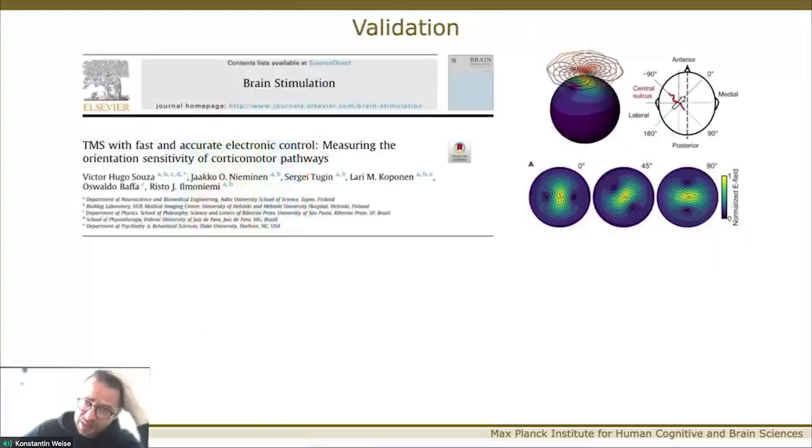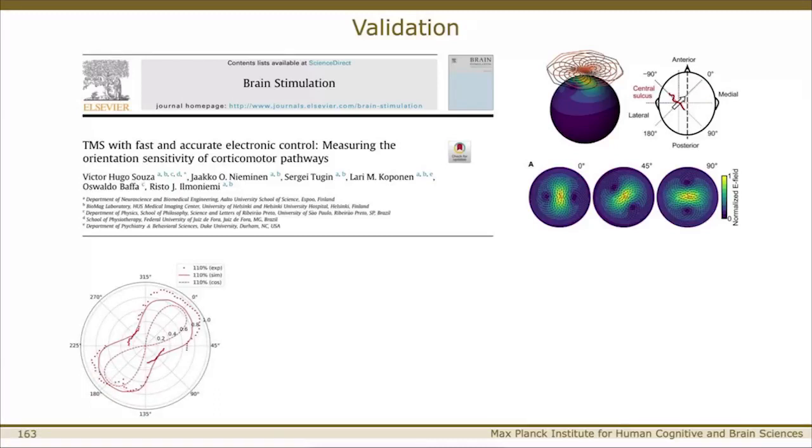And so we also validated our model and compared it to measurement data from Victor and the Risto group. You may know they have this very fancy multi-channel transducer where they can rotate the electric field in very small steps by 360 degrees. We compared the directional sensitivity predicted by our model to the directional sensitivity of the motor evoked potentials they measured.